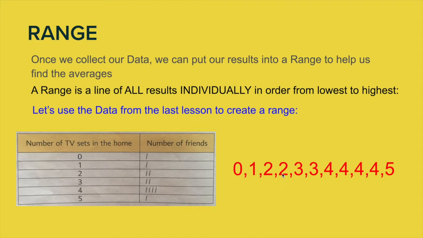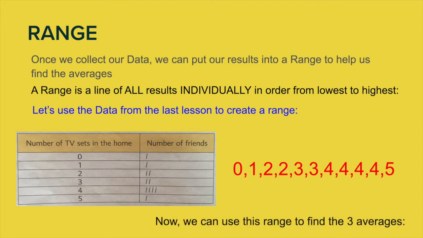As you noticed, there's two of them because there's 2 twos and there's 2 threes. So all of your data, all of your results need to go into your range. You can't miss any out.